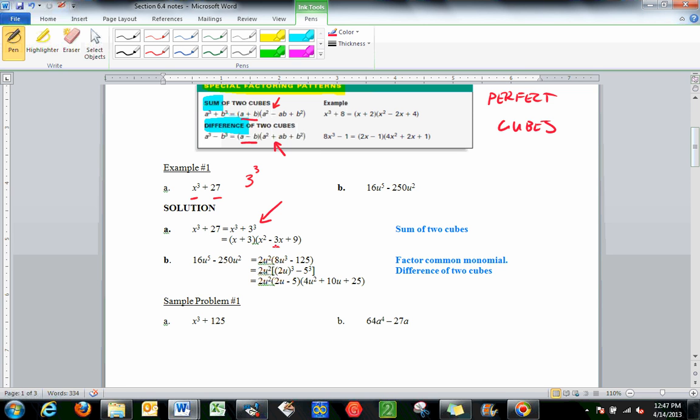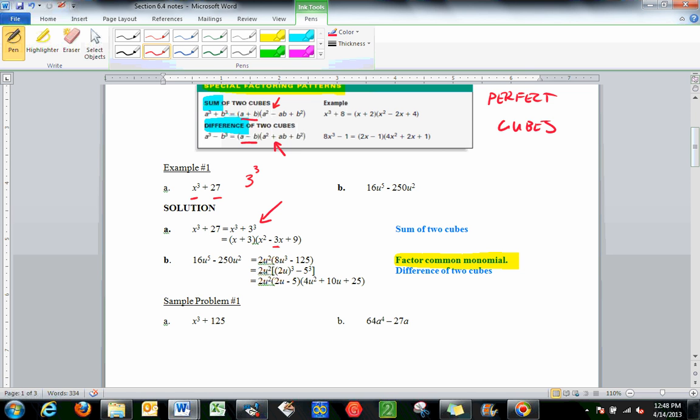Now, on part B, we have to do a little work before we get to a perfect cube. And as I've told you in the past, what you should always look for to start any factoring problem is whether there is a common monomial that can be taken out. In this case, we are dealing with 2u squared that we can factor out of the original problem. That leaves us 8u to the third minus 125, and you have to look at that and recall 8 is a perfect cube, 125 is a perfect cube, and if you remember your perfect cubes from earlier in the year, this will make this process a lot faster.